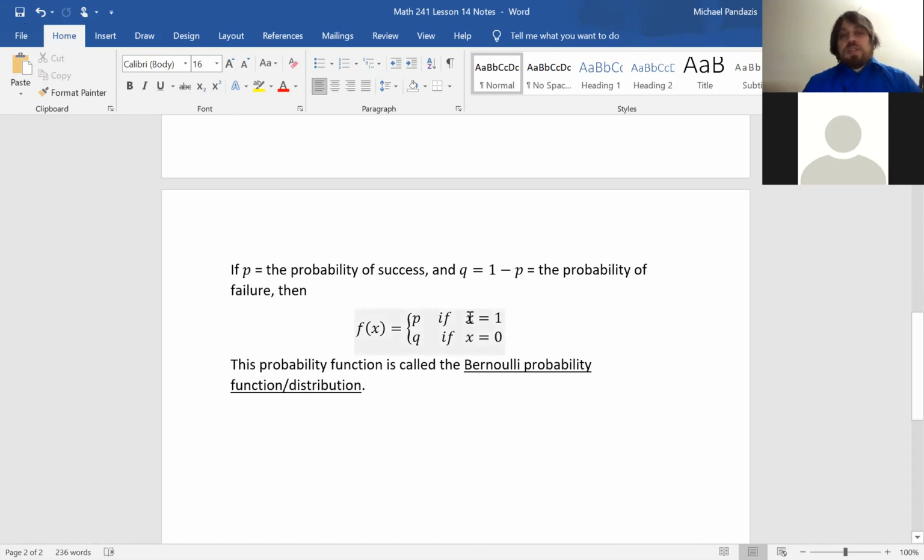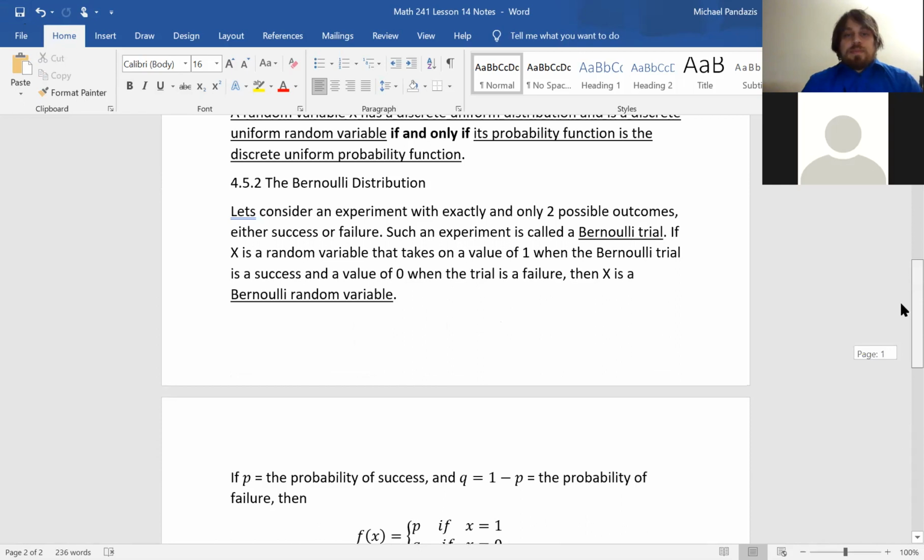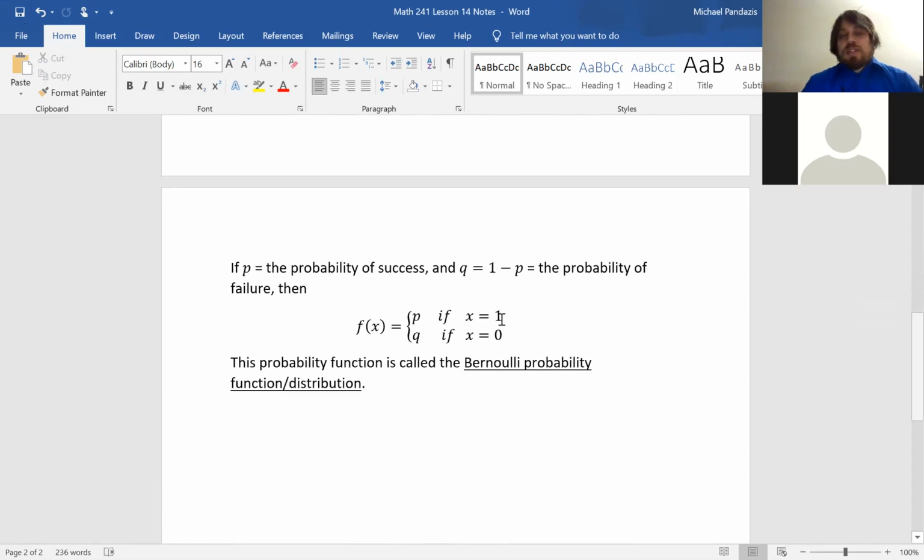Okay, so if your random variable has value 1, the probability of your random variable having a value of 1 is P, so the probability of success is P, and the probability of failure is Q. That's what that's saying. P is the probability of success, Q is the probability of failure.